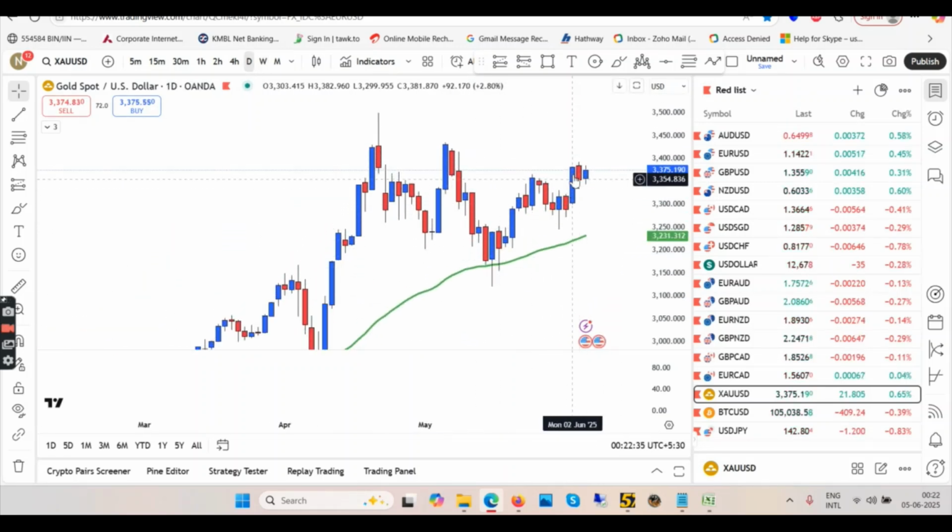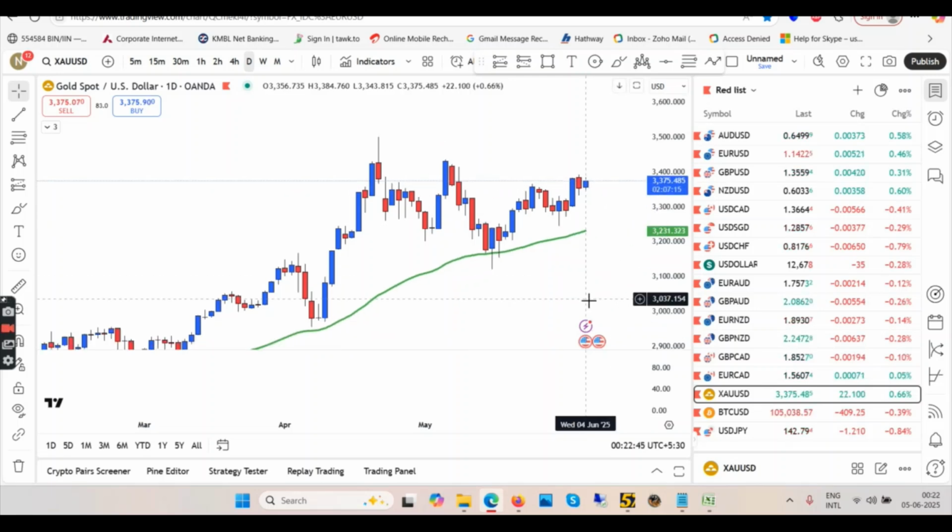In Daily, again, we're up here. We don't have an entry here, but we made a new high. So this high is broken by this blue candle. Then we are making a new blue candle today. But when shall we enter?